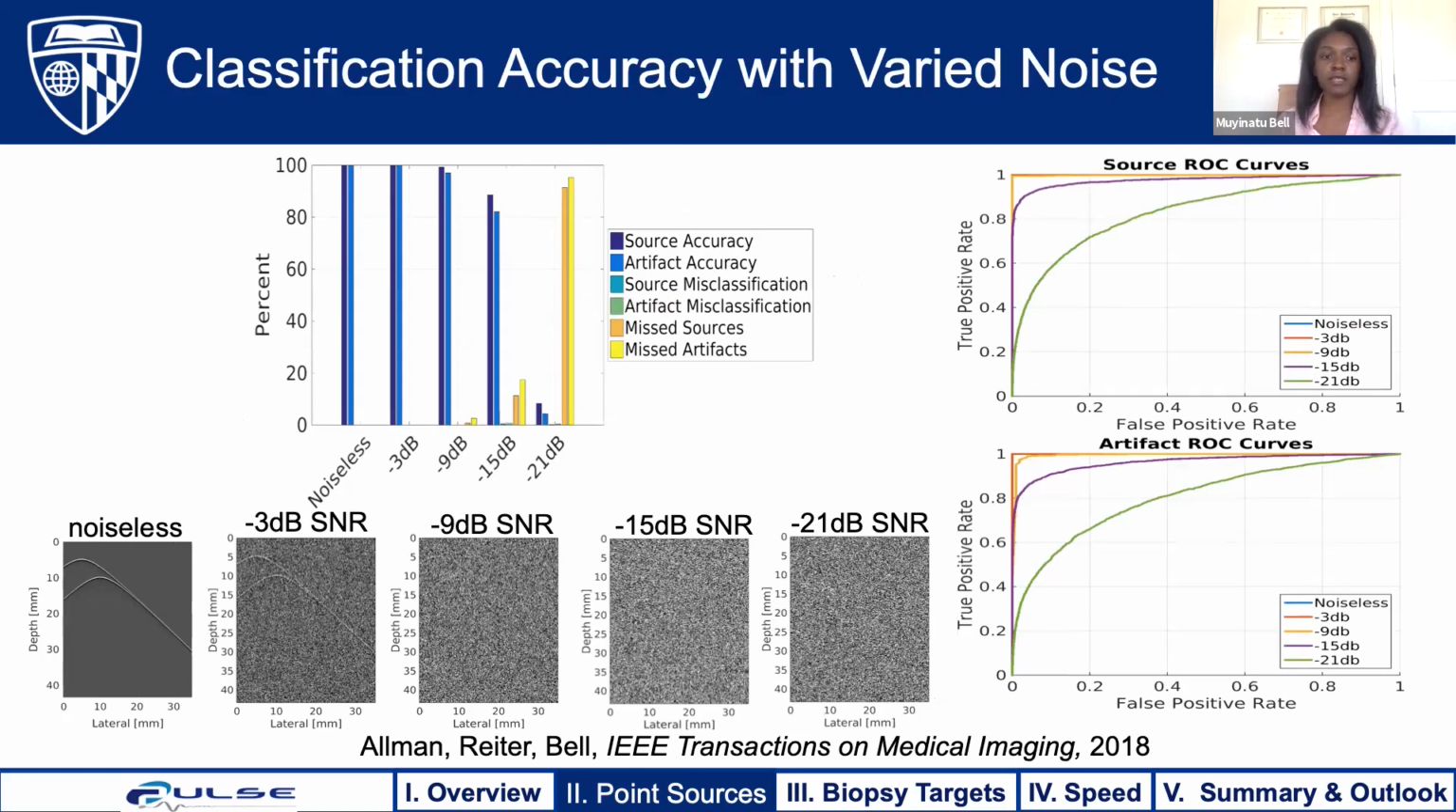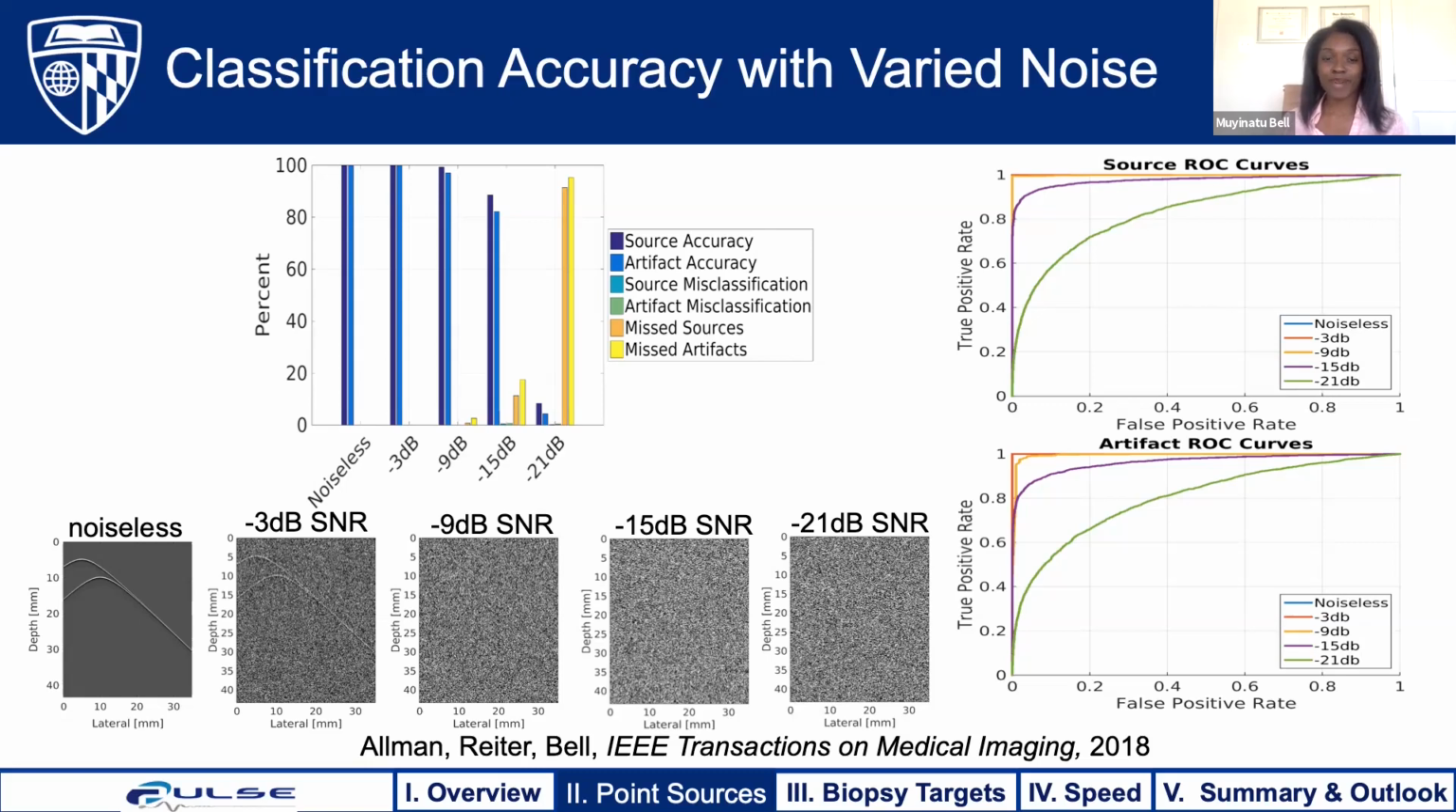corrupting our raw channel data. So we start with this noiseless case, which you see in the bottom left, and then we add increasing levels of channel noise up to -21 dB channel SNR. And then the graph that you see at the top shows our source and artifact classification accuracy in shades of blue as a function of the noise level, which is listed on the x-axis. We see that we have perfect classification accuracy in the noiseless case and in the -3 dB SNR case, and then accuracy starts to degrade as noise increases.